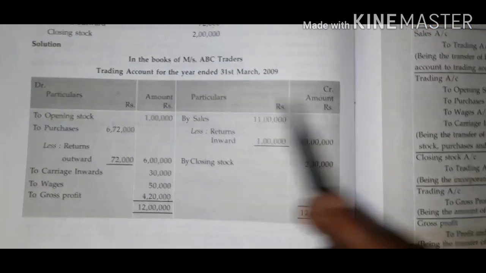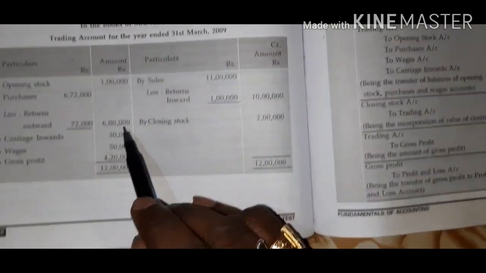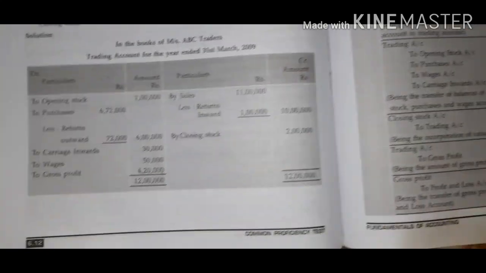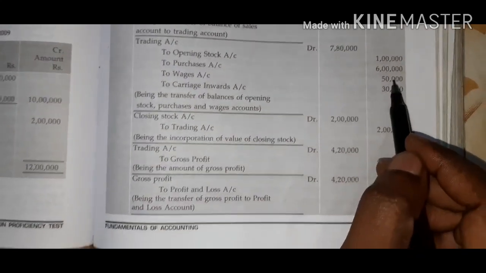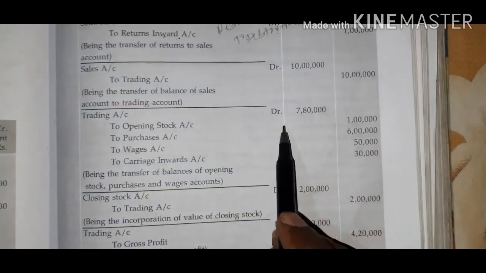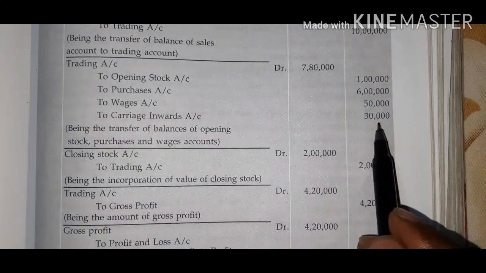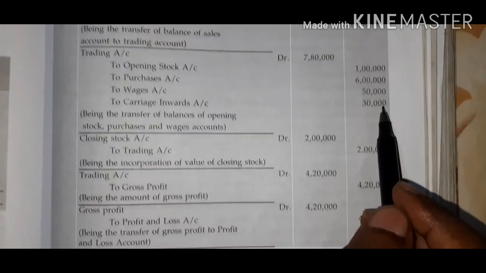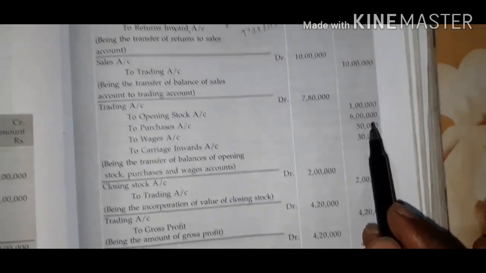The next entry: trading account debtor to opening stock 1 lakh, to purchases, that is net purchase after deducting purchase returns, rupees 6 lakhs, to carriage inwards rupees 30,000, to wages rupees 50,000, that is trading account at 7 lakh 80,000. Whatever the items are debited to trading account, the entry is passed for the same, friends.